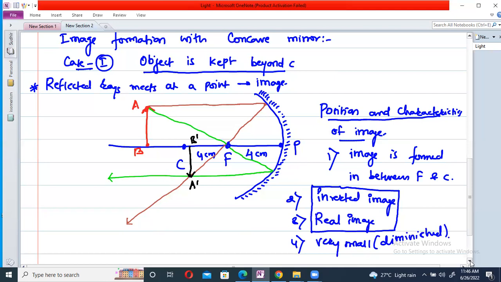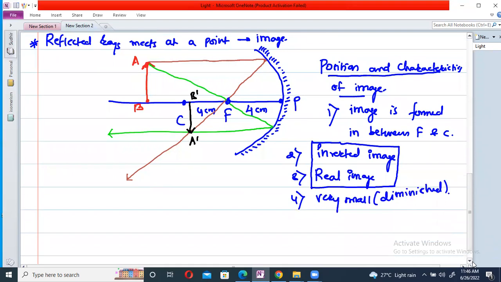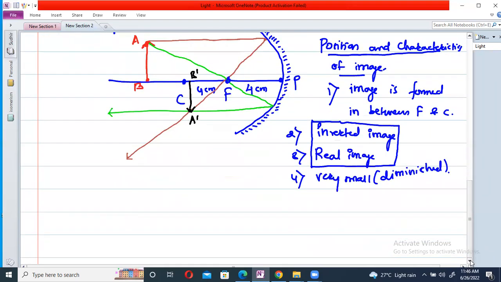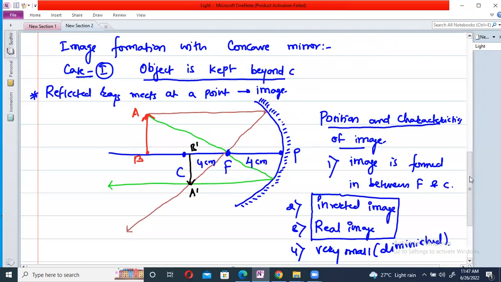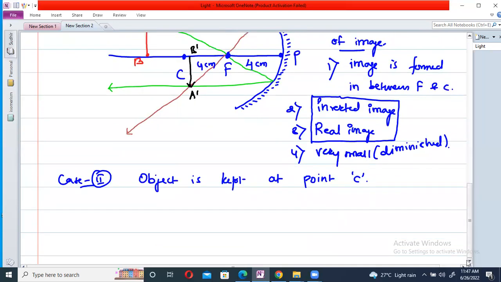Now we'll see case two, where the object is kept at the point C. Case two: the object is kept at point C. In the same way as the diagram we have drawn here, I will show you at the points here.